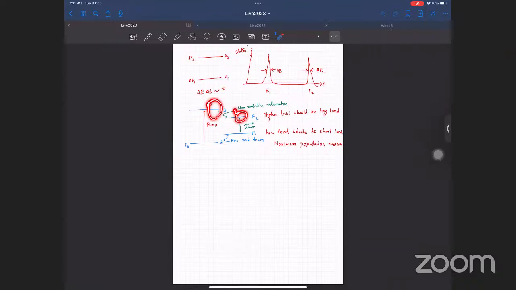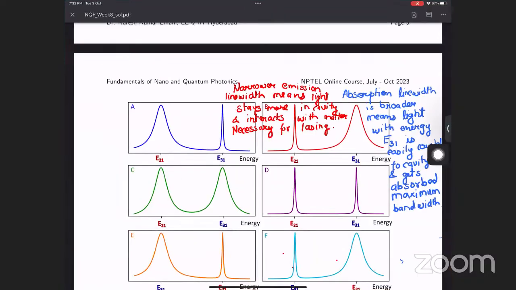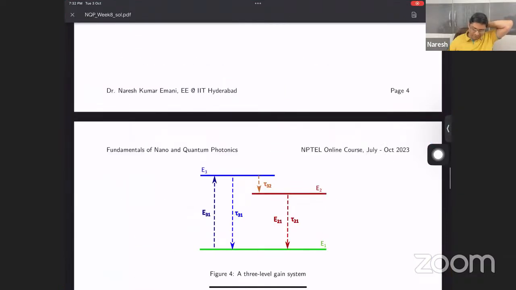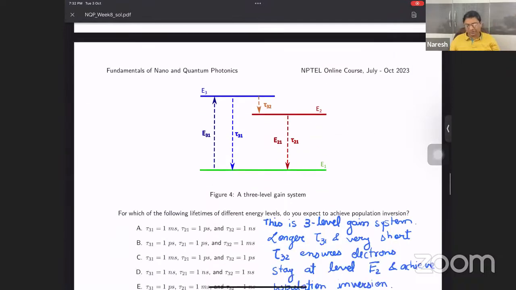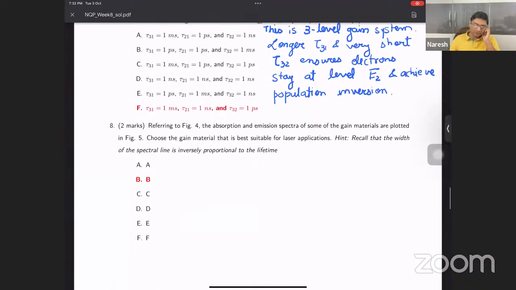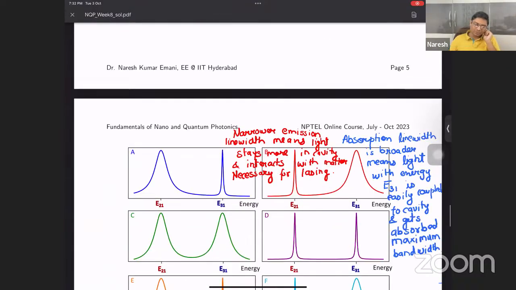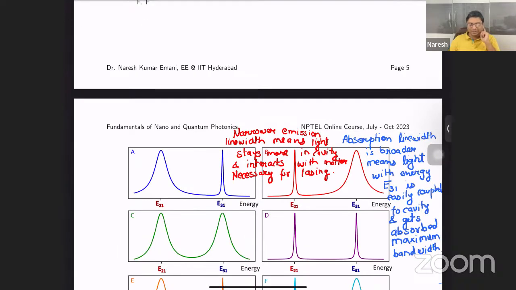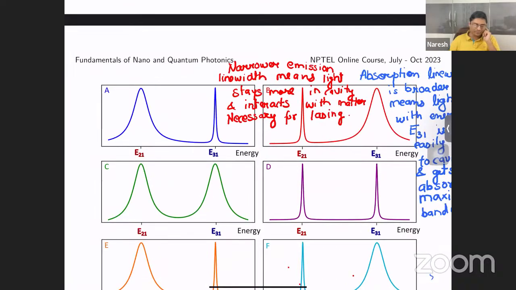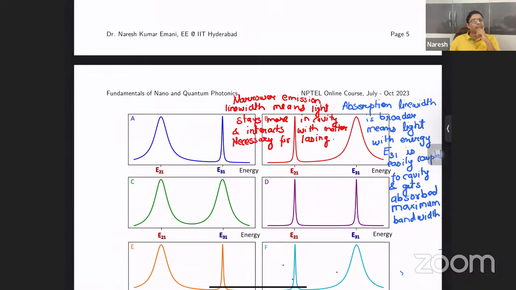Yes, sir. E2 to E1 should be, for me, a narrow, long-lived state. Yeah, correct. That's what you're given here, E3 and E2. So you have a 3-level system. Makes sense, right? So that's why this should be long, so that it can absorb nicely and then wait in this so that it can lase. Does that answer your question, Ghosh?